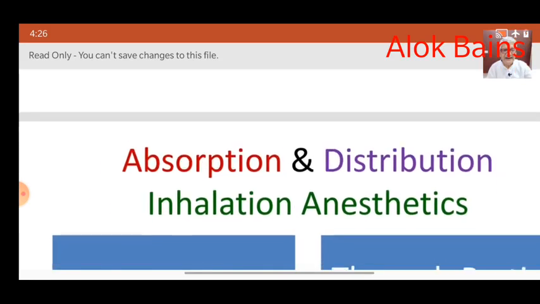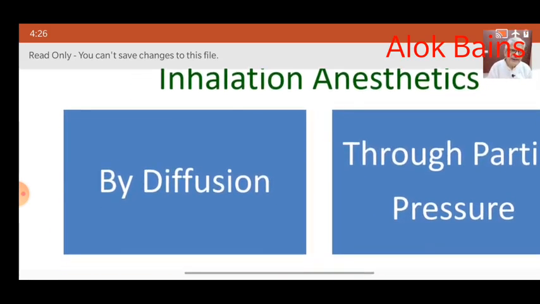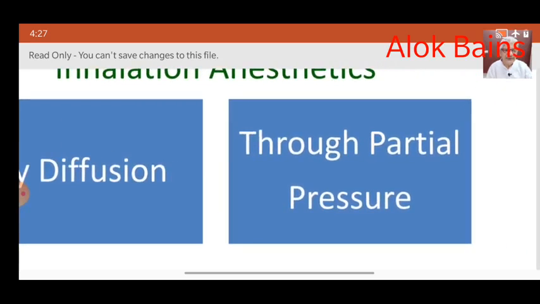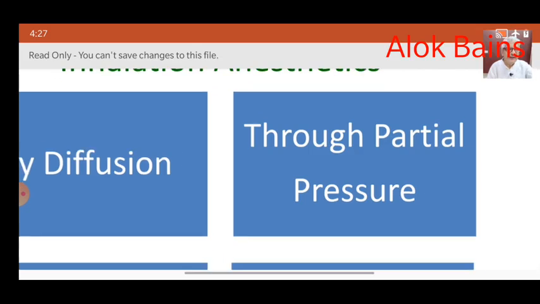First point is the absorption and distribution. This absorption and distribution mainly depend upon the diffusion process, means these inhalation anesthetics are absorbed and distributed by the diffusion process. We all know diffusion means movement of molecules from higher concentration to the lower concentration. Technically, we can say this diffusion will depend upon partial pressure of inhalation anesthetics. As the partial pressure of inhalation anesthetics increases, their rate of absorption and distribution, or movement, shall also be increased.